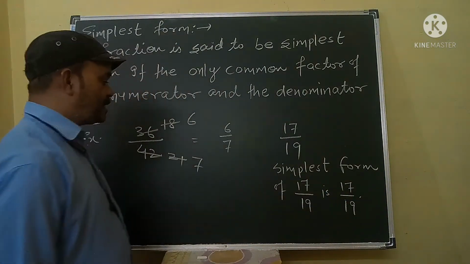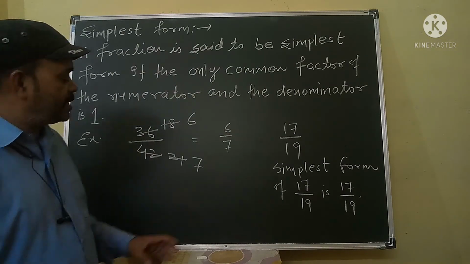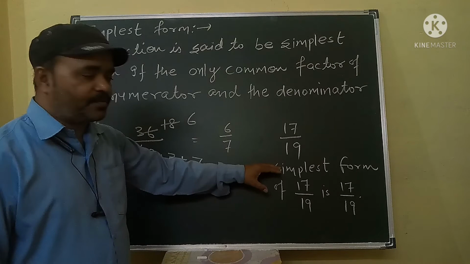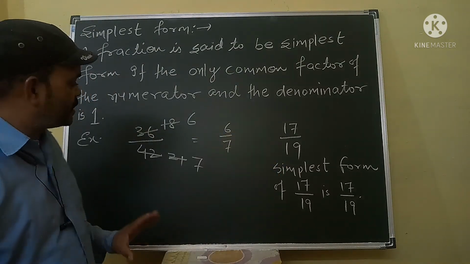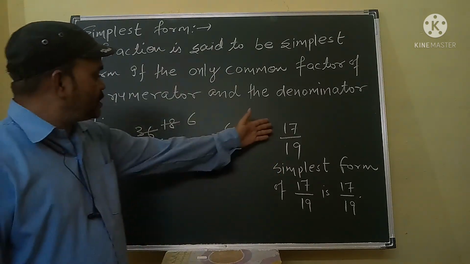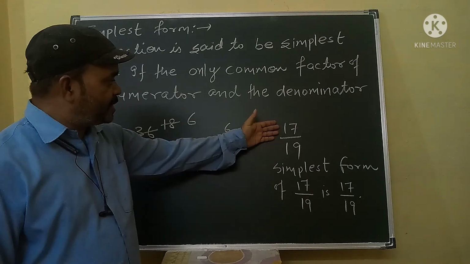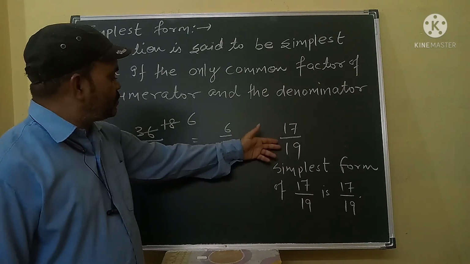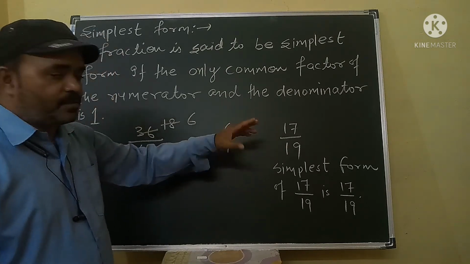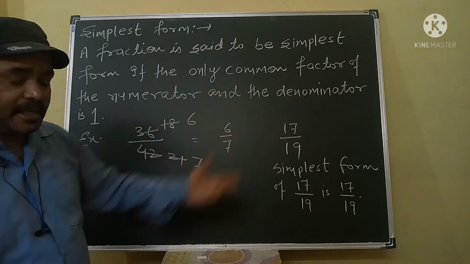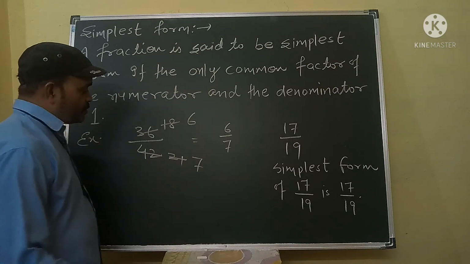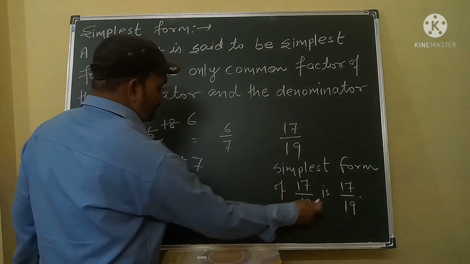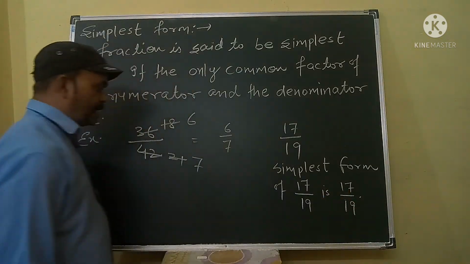Kindly keep in mind, it is not necessary to find out the simplest form of every fraction. For example, 17 upon 19. 17 is a prime number, 19 is a prime number, and these two numbers are not divisible by any other number. So the simplest form of 17 upon 19 is 17 upon 19.